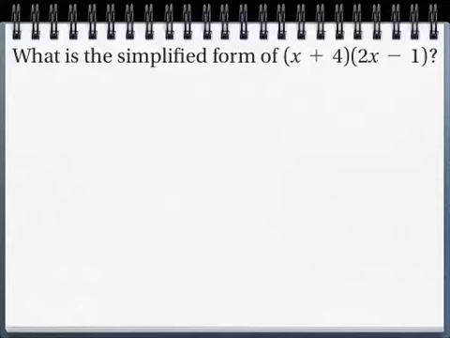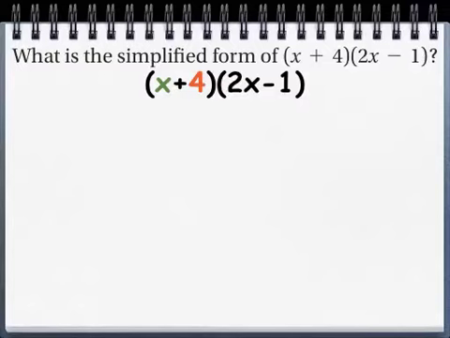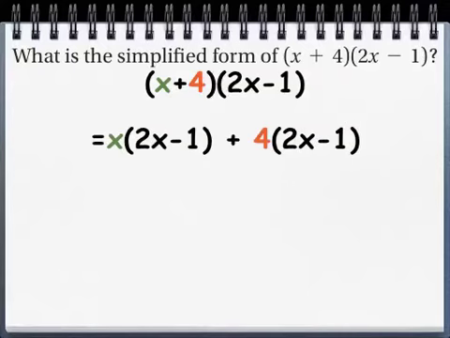the binomial x plus 4 times the binomial 2x minus 1. What I'm going to do is take my first binomial, x plus 4, and break it up into its 2 terms, x and then a positive 4. When I do that, I'm going to take x and multiply that by 2x minus 1. And then I'm going to take my second term, 4, and multiply it by 2x minus 1. So notice when I'm distributing, I'm going to write the second binomial 2x minus 1 twice because I need to multiply it by both x and 4, the terms of the first binomial.